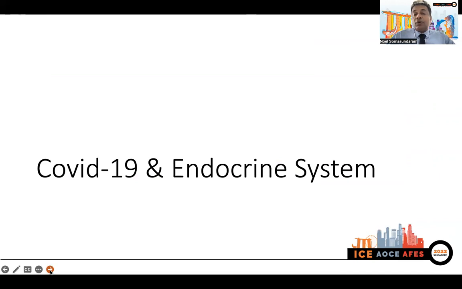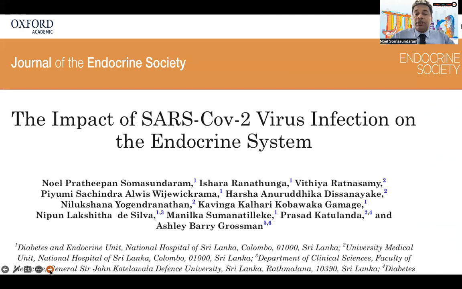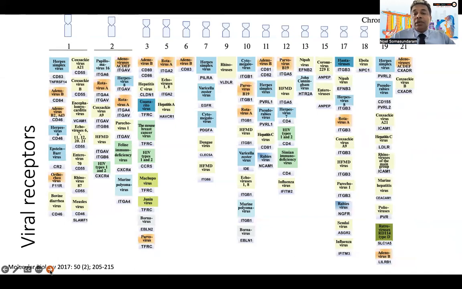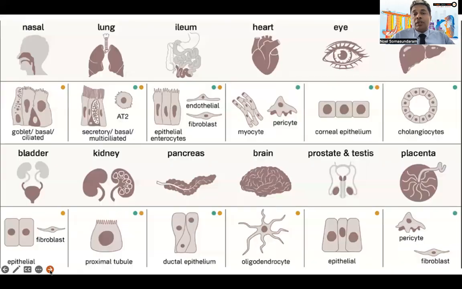So ladies and gentlemen, COVID and the endocrine system are interlinked, an important and interesting topic. We reviewed this topic 2 years ago as the pandemic emerged. And what is shocking is to see that the body itself codes for more than 100 viruses in our genomes. The ACE receptor is one of them.